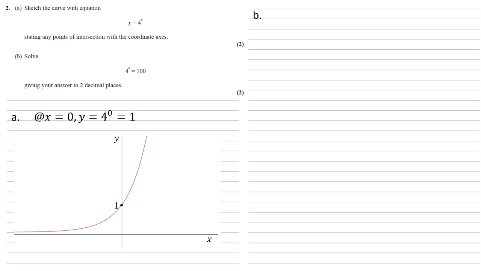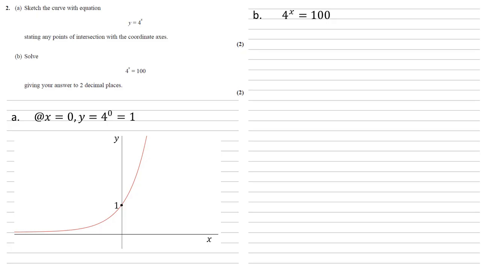For part B, we need to solve the equation 4 to the power of x equals 100, giving our answer to 2 decimal places. So if we look at the form that we've been given, the x, the unknown, is the power. So we're going to use some logarithms to sort this out.